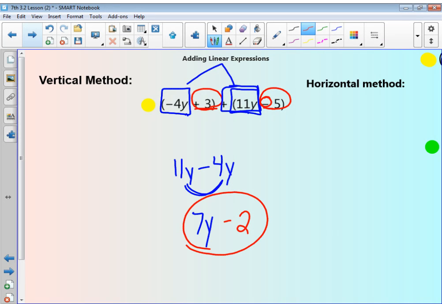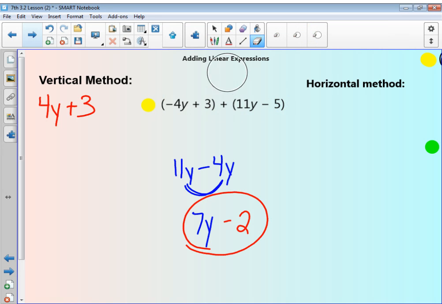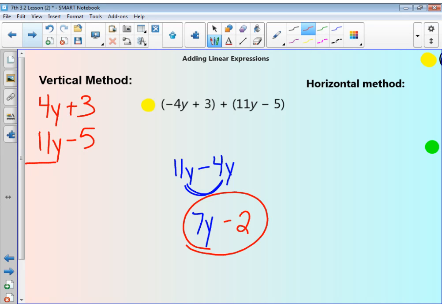If you want to see the vertical method, 4Y plus 3. Take note, I'm taking each of these sets and writing one under the other. And then we've got 11Y minus 5. And for some of you, visually, this might be easier for you to see, that vertical method. Okay, we're going to put those together. I have a +3 and a -5. Those are different signs. Find the difference, which is 2.